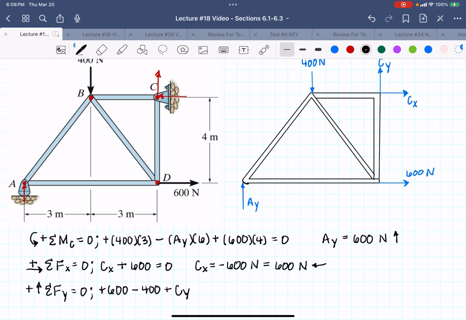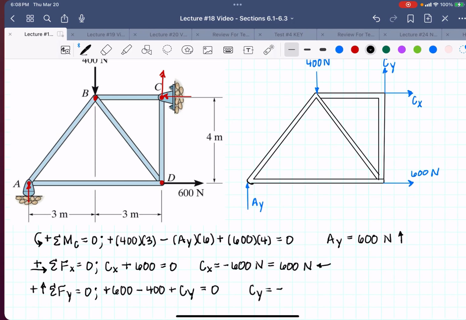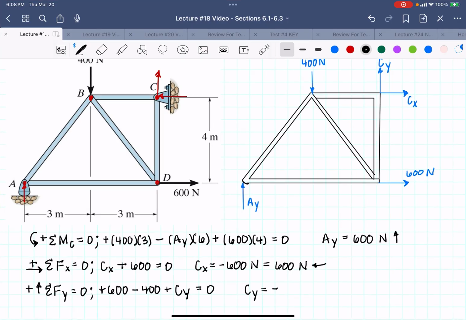And that's all I have in the y direction, equals 0. So with that, I can solve for C of y, and I get that C of y equals negative 200 newtons. So I assumed that wrong as well, which means it is going to be 200 newtons going down.